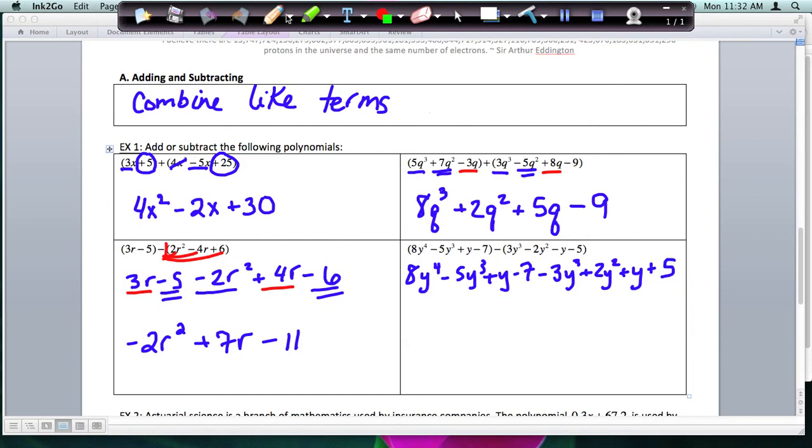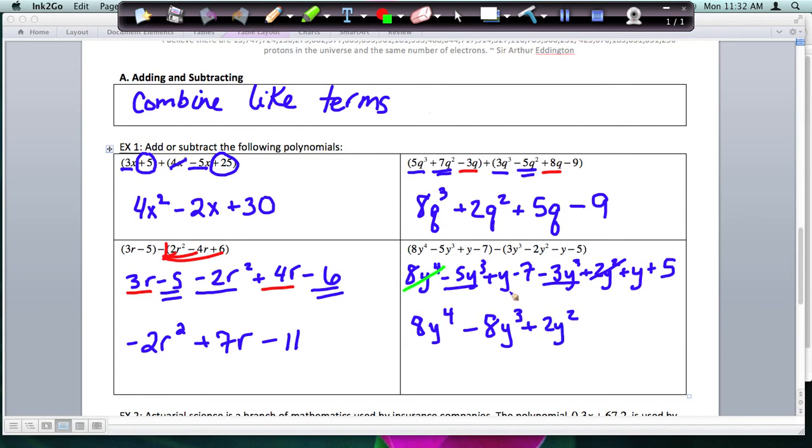I'm going to start with my y to the fourth. It's the only one, so I'm going to go ahead and just bring that one down. So I have 8y to the fourth. And then I have negative 5y cubed and negative 3y cubed, so that's negative 8y cubed. And then I only have one y squared, that's the 2y squared, and it's positive, so I'm going to bring that down.